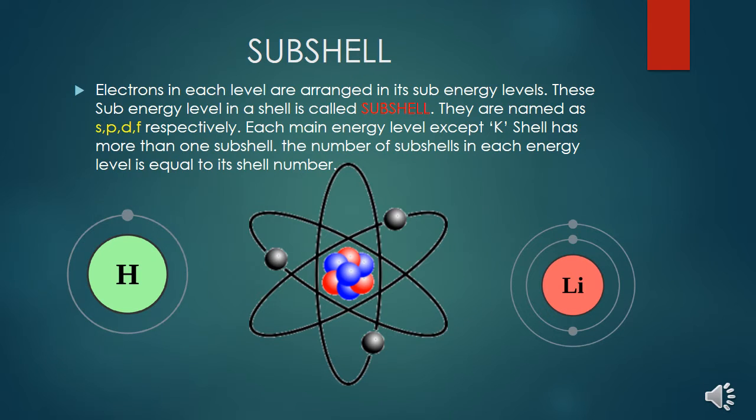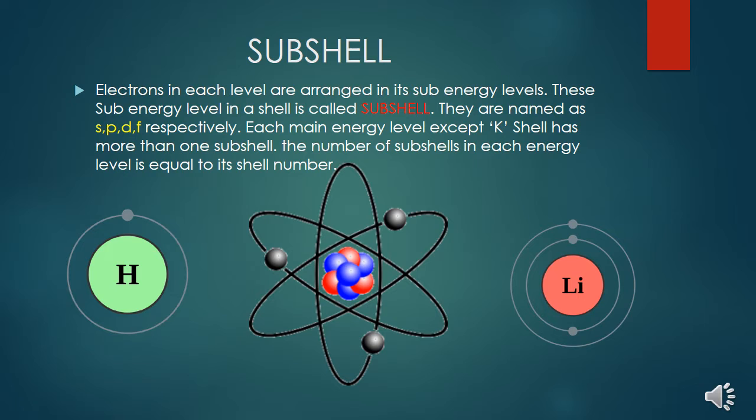Now we are heading to a new topic called subshell. Before learning subshell, we have to recall something that we have learned earlier. What are the energy levels? We learned that each electron in an atom occupies an energy level. Am I correct? The electrons in each level are arranged in sub-energy levels. These sub-energy levels in a shell are called subshells. Then what is a subshell? Subshells are the sub-energy levels in an energy level.